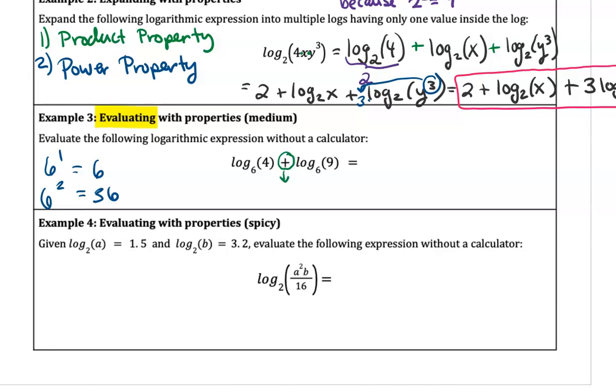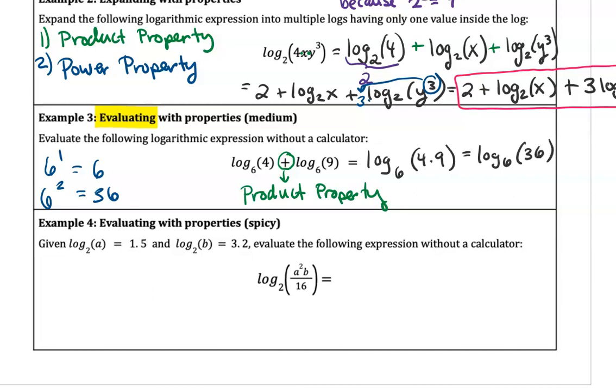I notice the logs are adding, so I'm going to combine them using the product property. According to that property, the addition of logs means that we are multiplying the results. So this power of 6 was getting multiplied to that power of 6, 4 times 9. And then that results in 36. And I can easily evaluate that log because right here, 6 squared is 36. The log is the power. So this sum of logs must equal 2. And it was much easier to evaluate by using this product property than trying to find each of these logs separately and adding them.